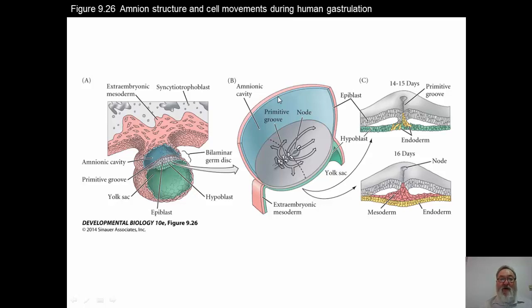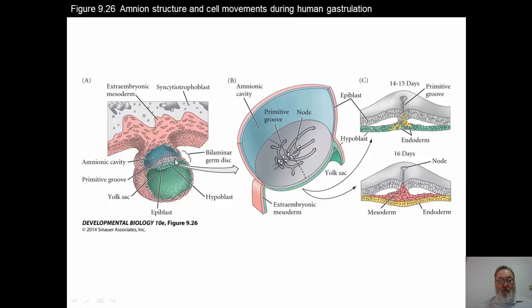And if we look at the amnion structure and cell movements during gastrulation, it's clear that the primitive endoderm, like the chick hypoblast, is an extraembryonic layer and does not provide cells to the actual embryo. If we look at the amnion structure and cell movements during gastrulation, here's extraembryonic material here. This is going to form the placenta.